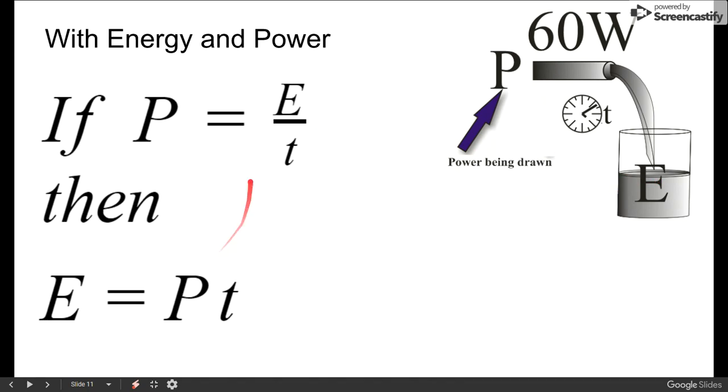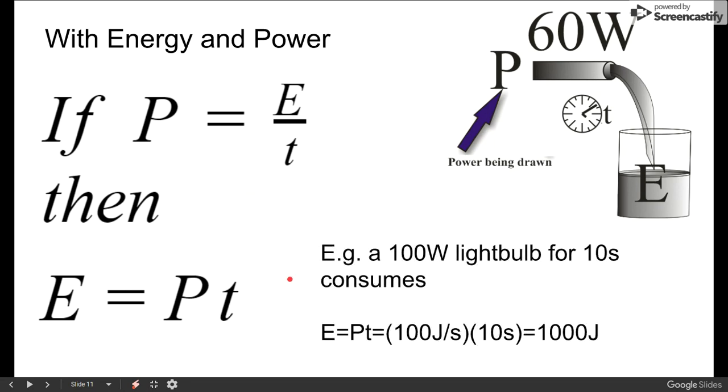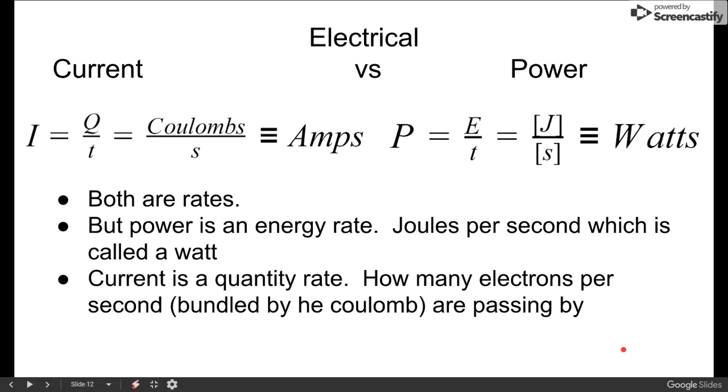So these are the two most common ways you'll use the power equation. At home, if you turn on a 100-watt light bulb for 10 seconds, the total energy consumed is 1,000 joules. There's a bit of an odd thing, though, in electricity.